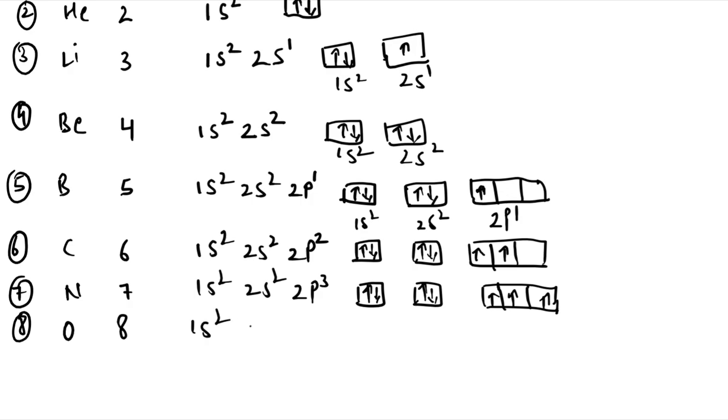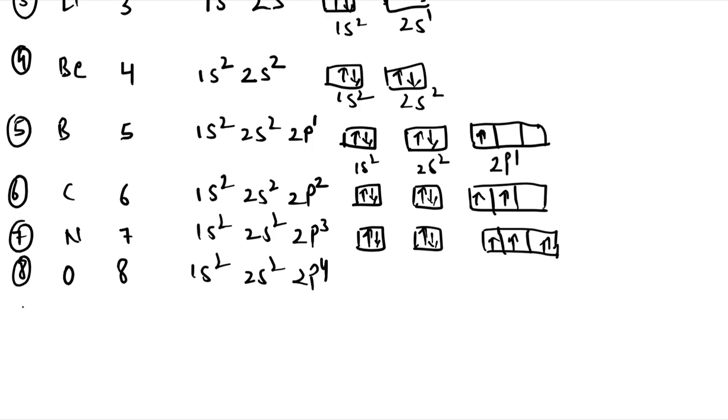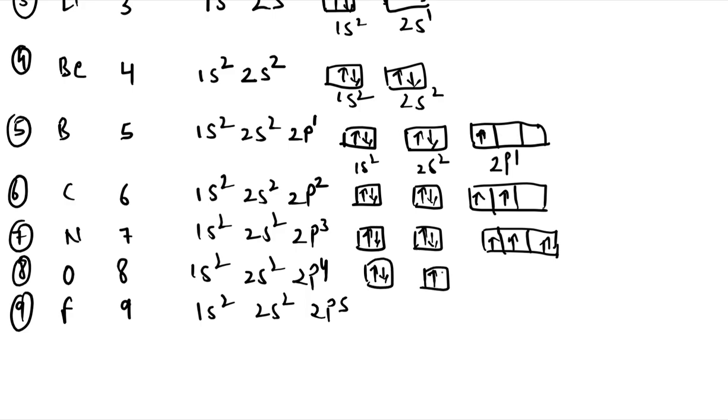And the 8th one is oxygen with a total of 8 electrons. So it will be 1s2, 2s2, 2p4. Similarly, the 9th would be fluorine with 9 electrons. So it will be 1s2, 2s2, 2p5. You can show it also. I'm doing it a little quickly. If you find it difficult, you can comment down below, and I'll rewrite it later on. Similarly, for fluorine, 1s2, 2s2 and 2p5.